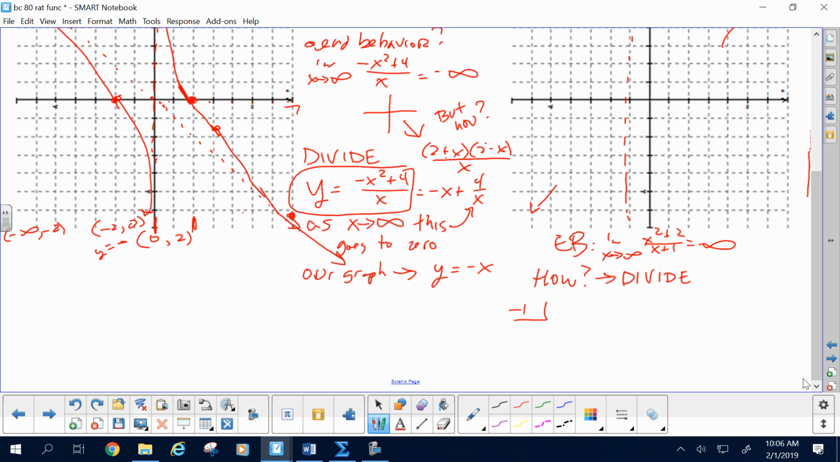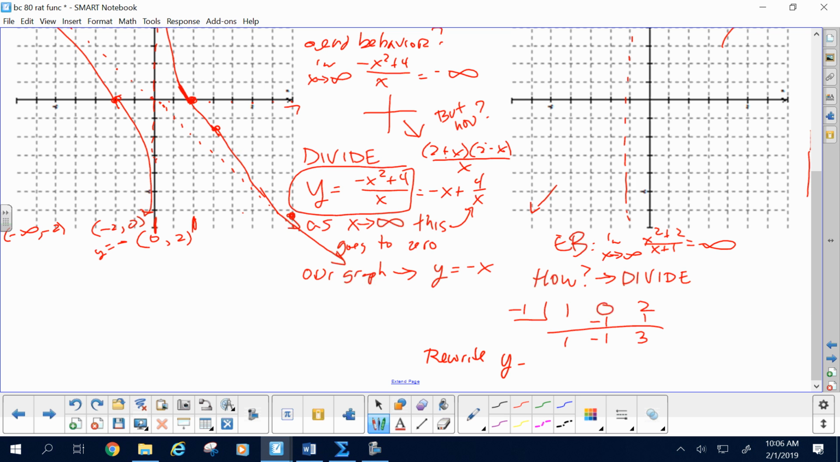In the top, do I put the coefficients 1 and 2? No, you put 1, 0, 2 for the placeholder. Then what's the process or the algorithm? Bring down the 1, multiply and record it in the next space, and then add. Then do the same thing. Multiply, record it in the next space, and add. All right. Now rewrite.